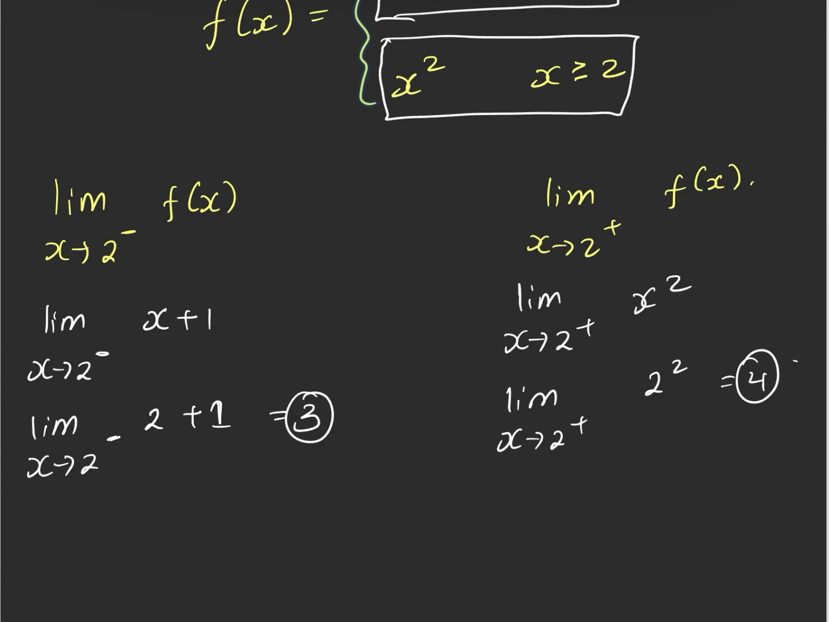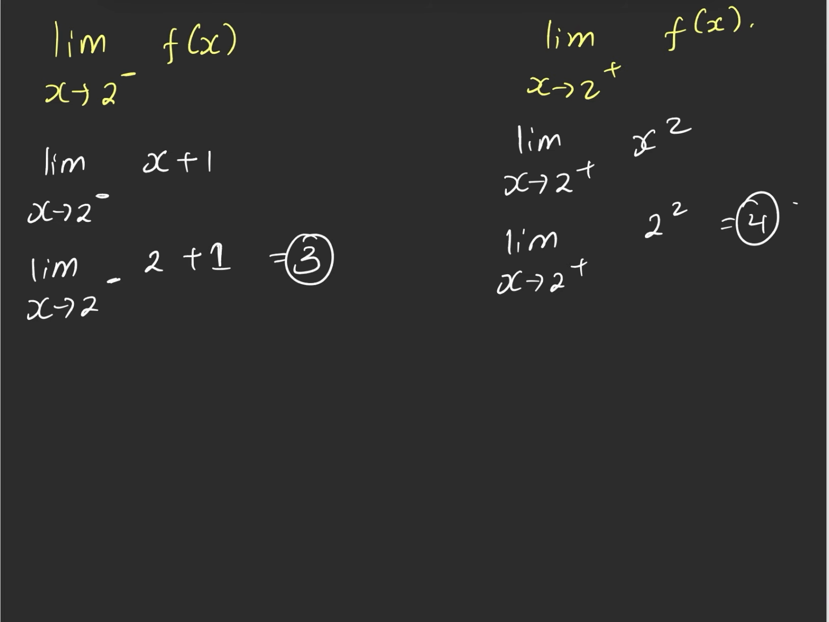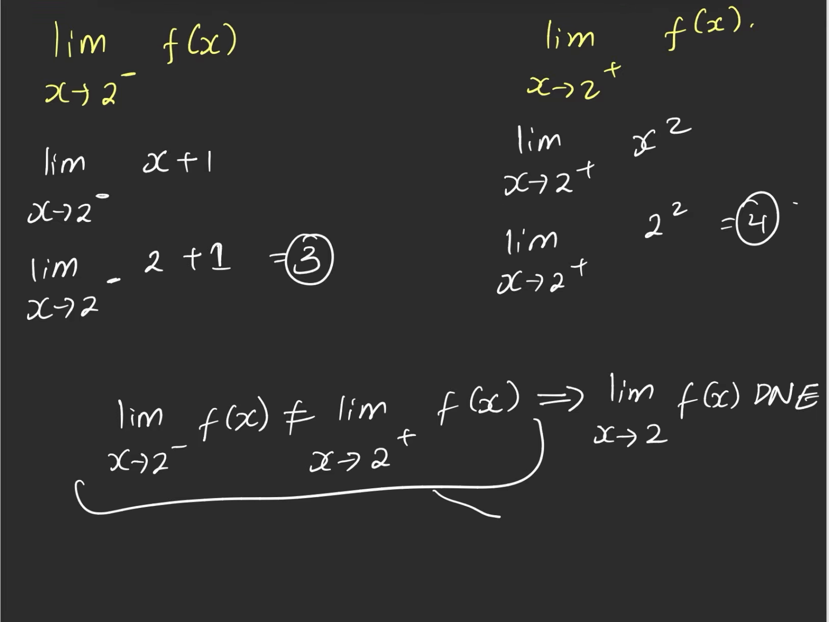Like what we said previously, when your left hand side and your right hand side limits are not the same, then you have a jump discontinuity. So in this case, your limit as x approaches 2 from the left of f of x is not equal to the limit as x approaches 2 from the right hand side of f of x, which means that the limit as x approaches 2 of f of x does not exist. But because this is true, then we know that we have the jump discontinuity.